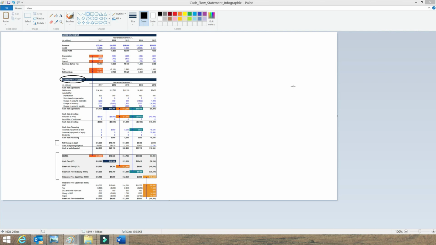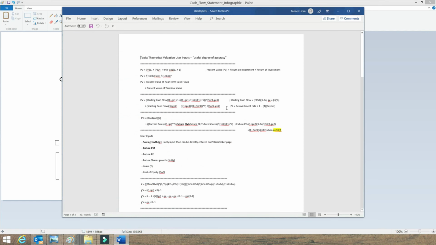Now that we've got a good understanding of the different kinds of cash flows that there are, I want to talk about the last topic of this video. I want to talk about the cash flow that's used by the Polaris valuation formula, and I assume that people have watched several videos on the Polaris Investing YouTube channel on the valuation formula. But as a reminder, this is the formula that's used by Polaris.